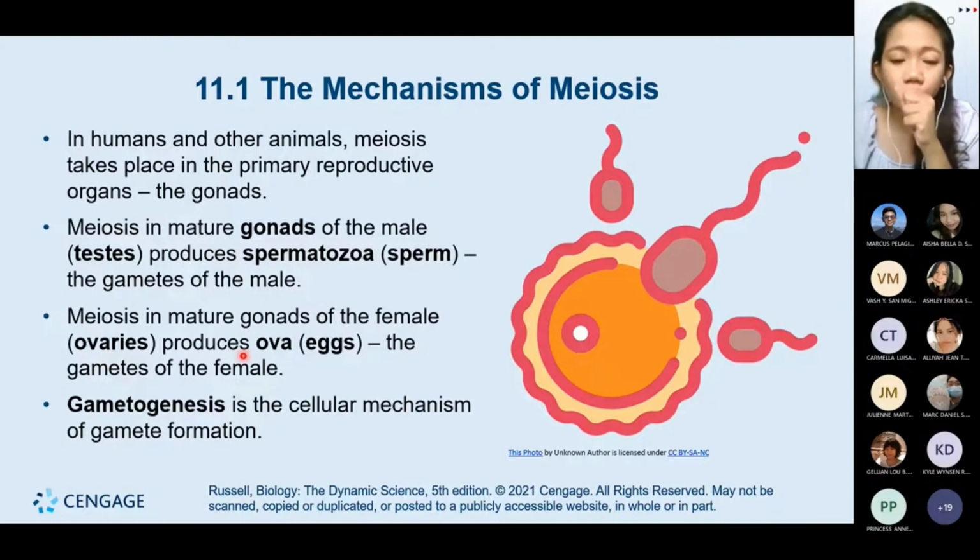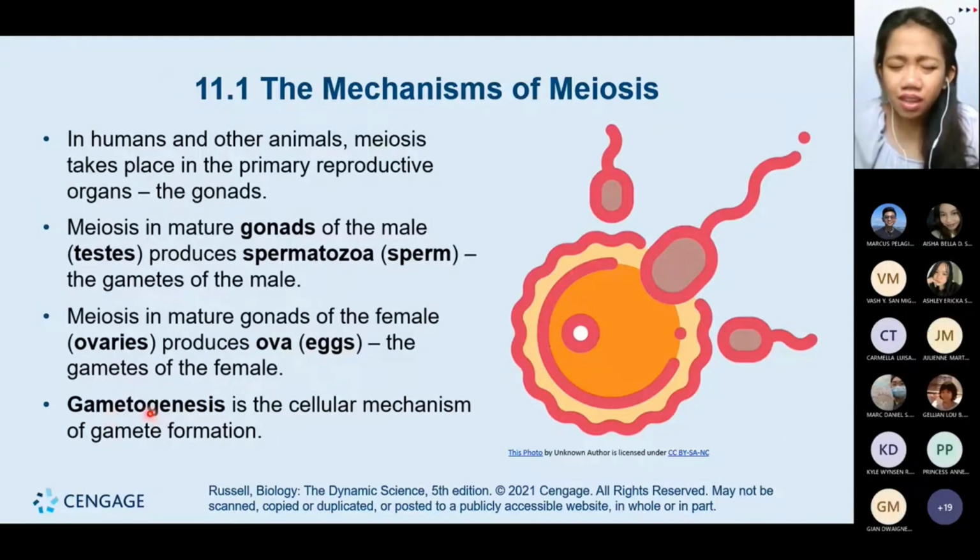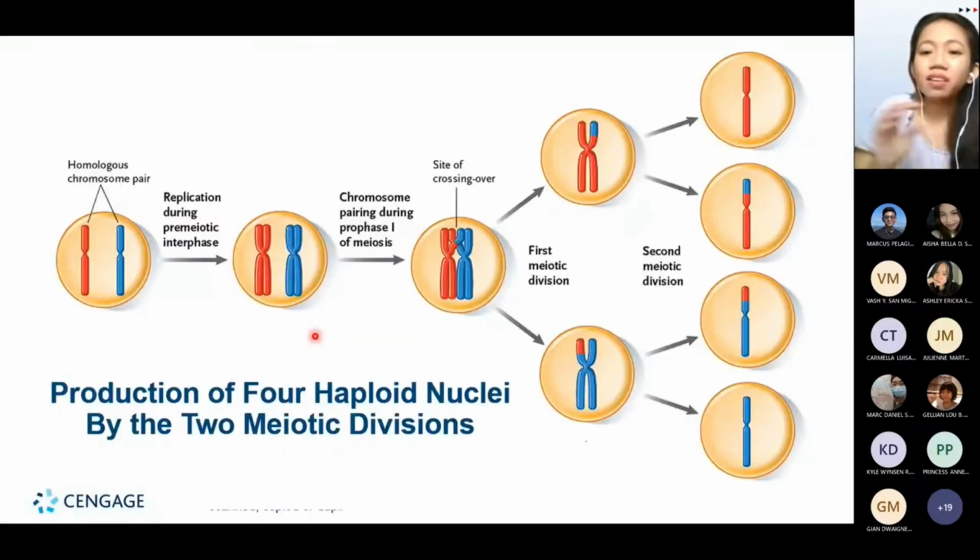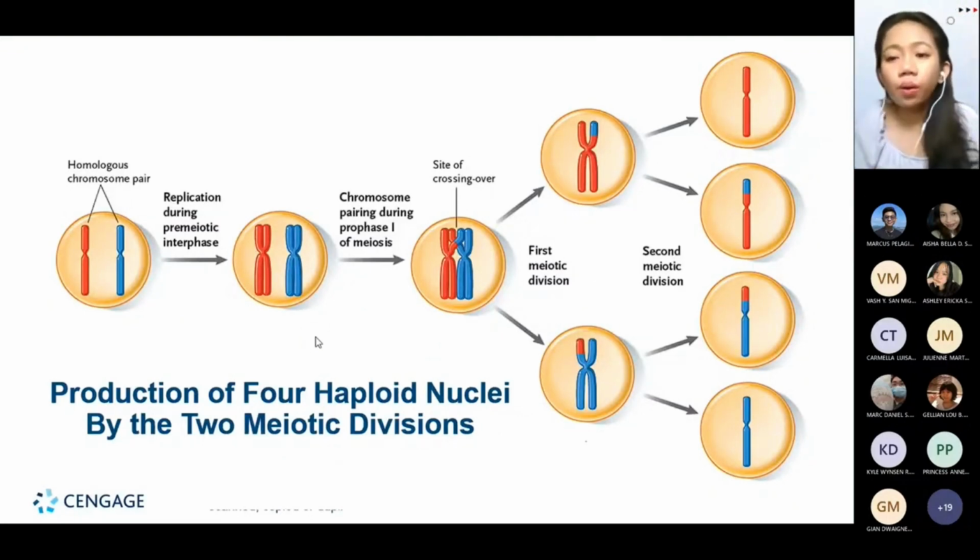So in order to produce these gametes, there is a process called gametogenesis. As you might tell from the word genesis, di ba, it means beginning, creation, or the start, and gamete. So to directly translate, this is the start of gametes or the creation of gametes. Okay. All right, so this is the diagram, the overview of meiosis.